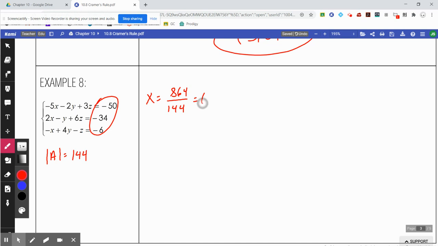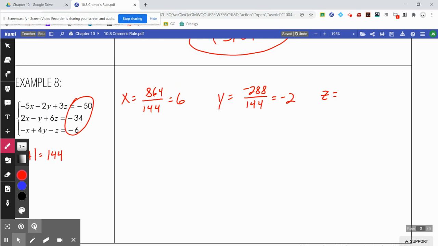answer of 6. Your Y value, the determinant on top, replacing your Y column with negative 50, negative 34, negative 6 gives you negative 288 over the 144. So final answer is negative 2. And then your Z answer, taking the determinant on top, will give you negative 1152 over the 144, which is negative 8. So your solution here will be 6, negative 2, negative 8.